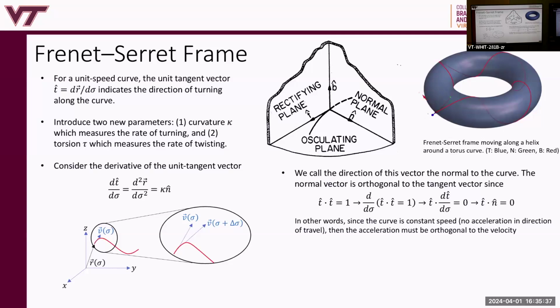Any questions? Go ahead. So the cross product will be the third vector. Yeah, we're getting to that for sure.